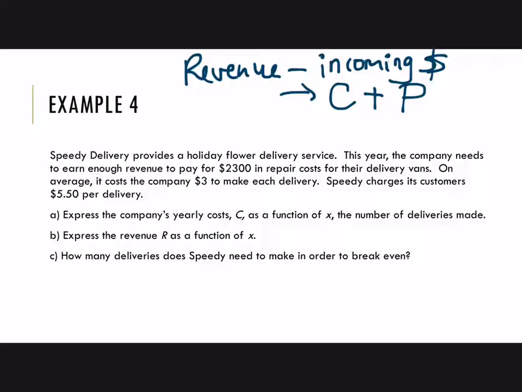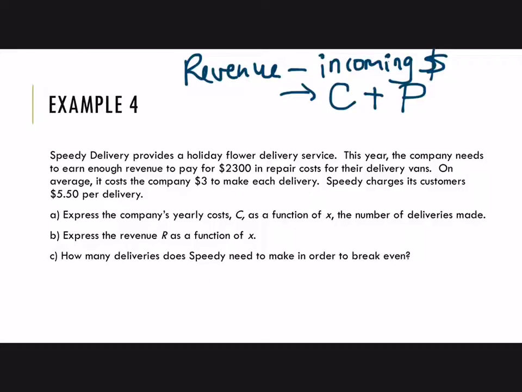So part A, we need to express the company's yearly costs as a function of x, the number of deliveries made. So cost is a function of x, so that means that cost equals some equation involving an x, where the cost depends on how many deliveries are made.